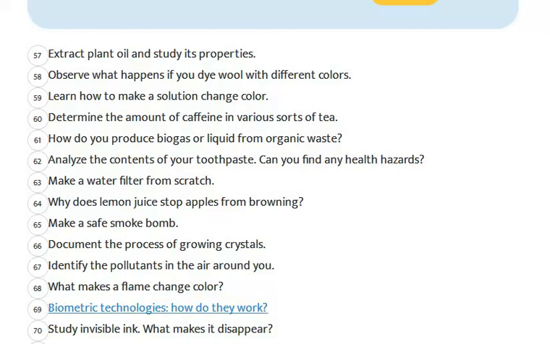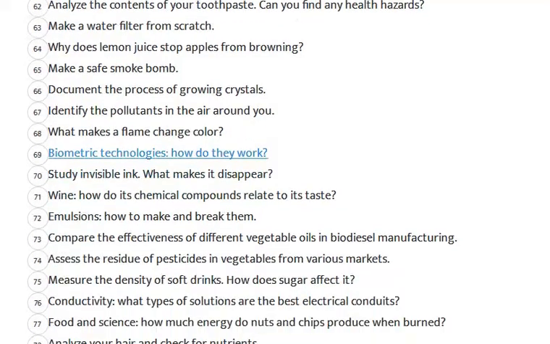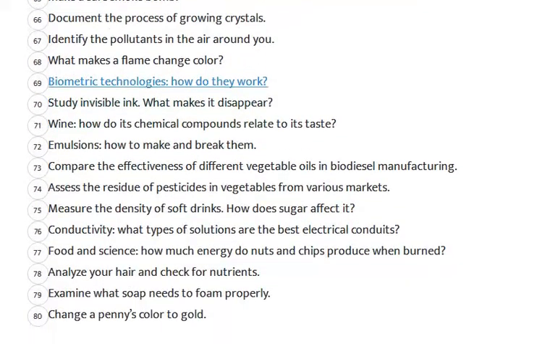Biometric technologies, how do they work? Study invisible ink. What makes it disappear? Wine, how do its chemical compounds relate to its taste? Emulsions, how to make and break them. Compare the effectiveness of different vegetable oils in biodiesel manufacturing.